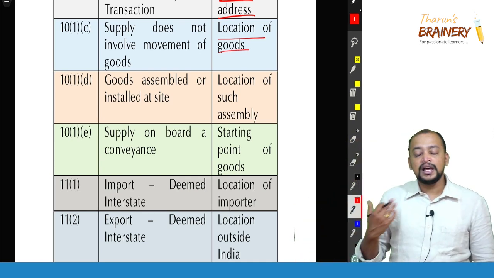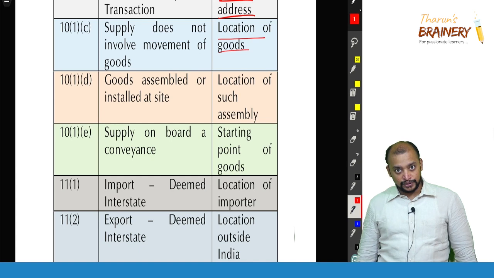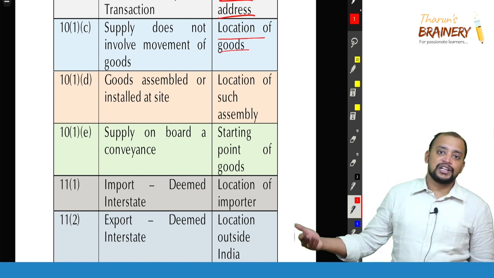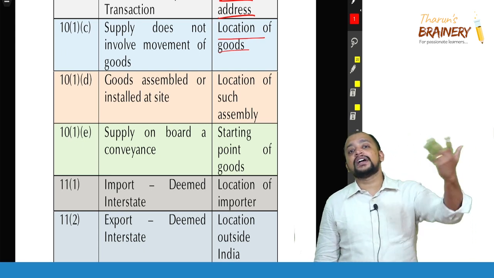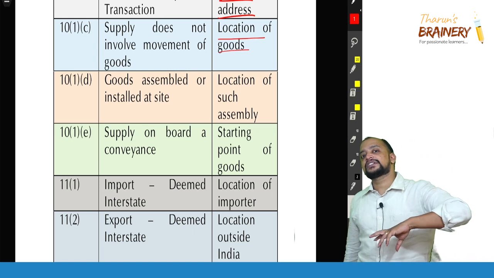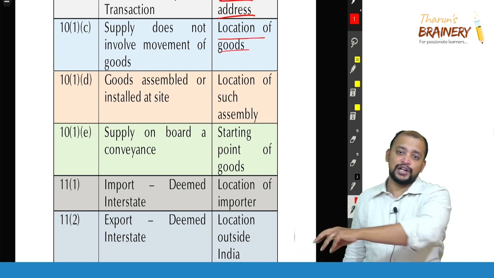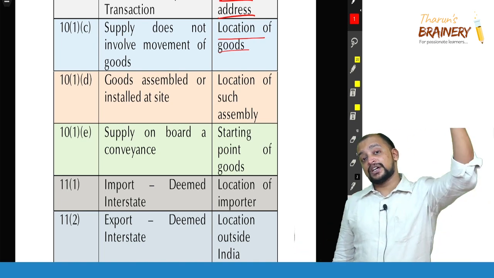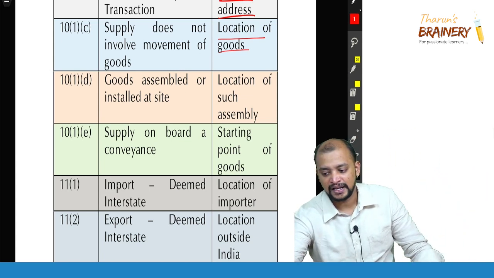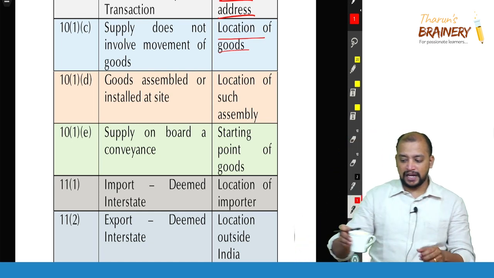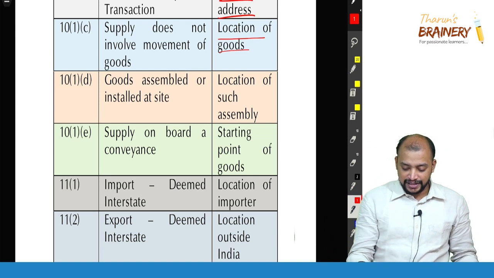Okay, for example, I am a supplier of one AC. I am located in Chennai, Tamil Nadu. My buyer is also in Chennai, Tamil Nadu, but he is asking me to install it somewhere in Tirupati, Andhra Pradesh. Now in this case, I'll be installing it in Tirupati, Andhra Pradesh. So even though my recipient's place is Chennai, Tamil Nadu, my place also Chennai, Tamil Nadu, I will be taking the place of supply as the location of installation. Clear or not? Done. So that is this 10(1)(d).